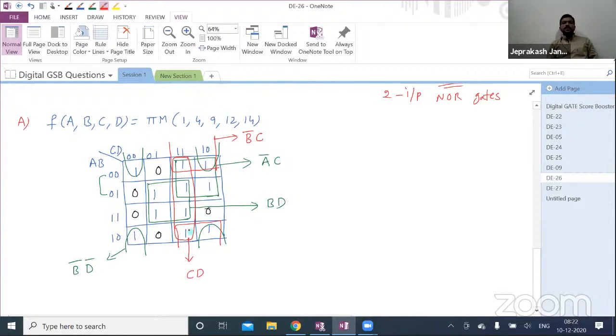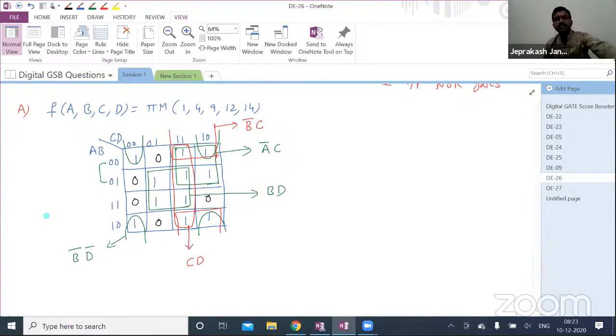Now, among all these product terms, which product terms are essential prime implicants? Whatever green color terms here I have written, whether those are essential prime implicants or not. Yes, these three are essential prime implicants. Very good. CD and B bar C, these two are just prime implicants.